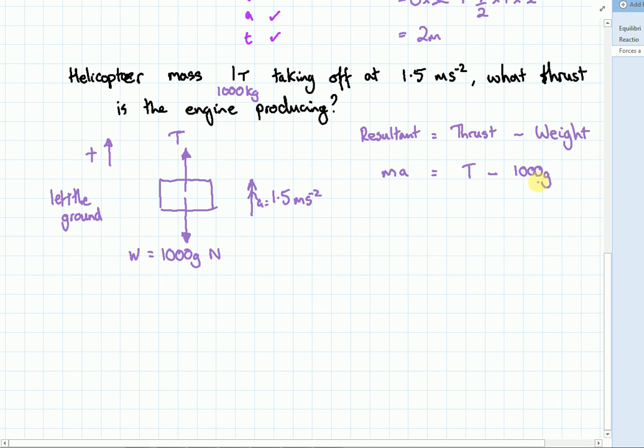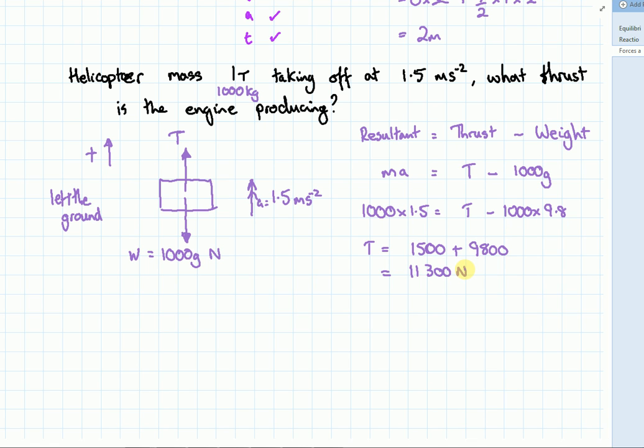This 1,000 g is quite common to see when we're talking about weights. Don't always convert them, because often you'll find the g's will cancel. It won't in this case. So my mass is still 1,000. So I've got 1,000 multiplied by 1.5 is equal to the thrust minus 1,000 multiplied by 9.8 meters per second squared, which is gravity. So my thrust going up must be 1,500 plus 9,800. So it's going to be 11,300 newtons.